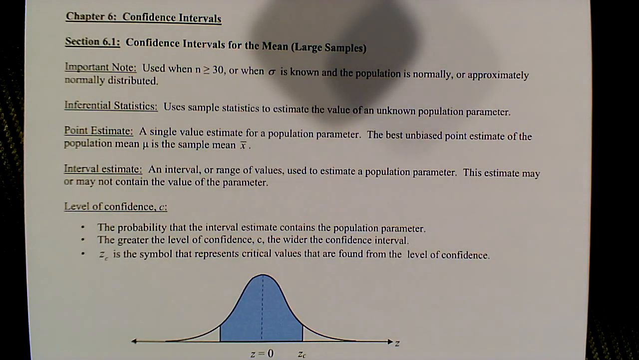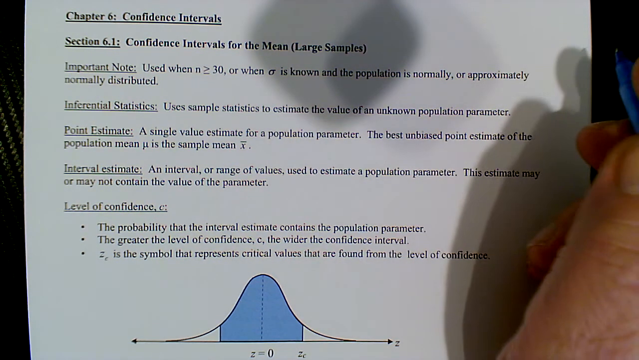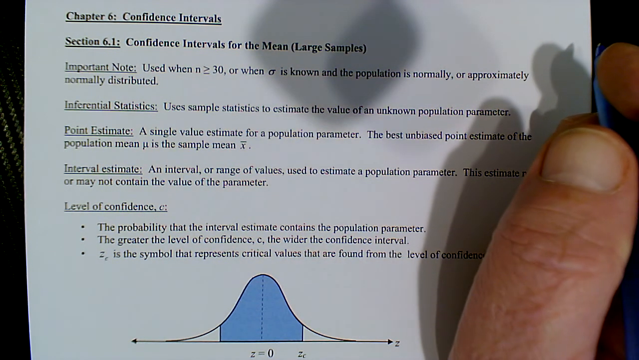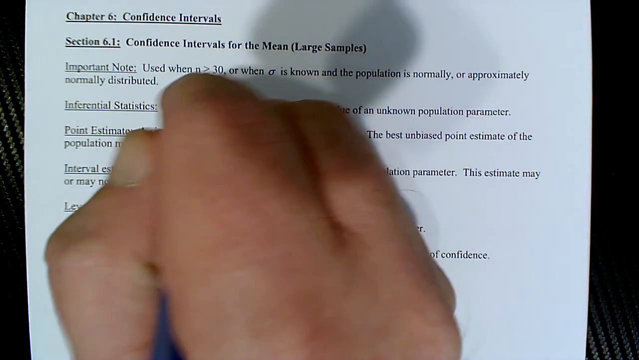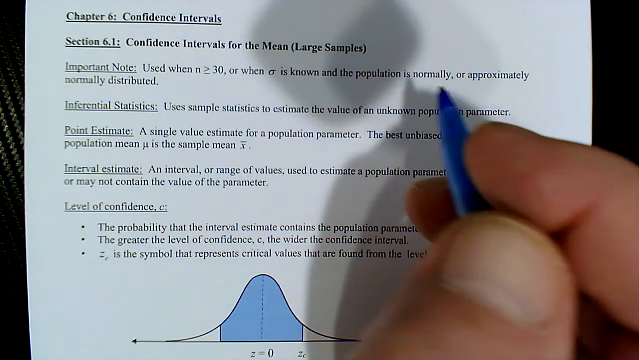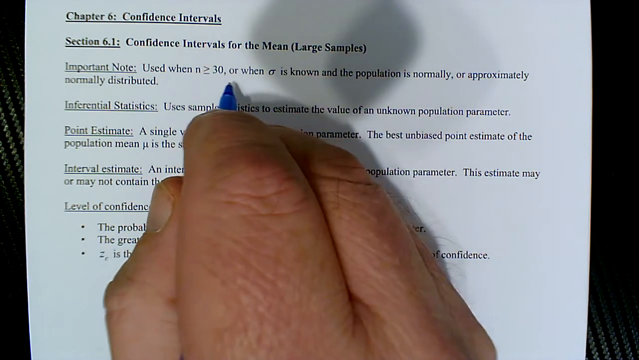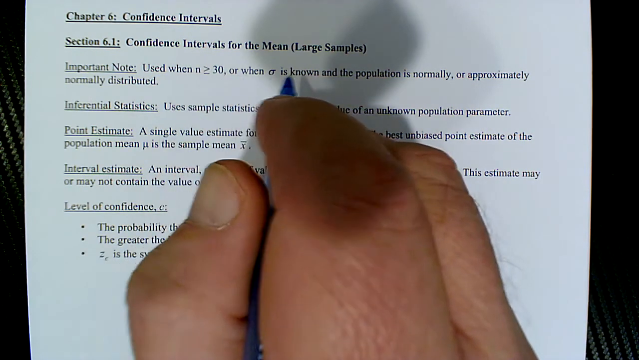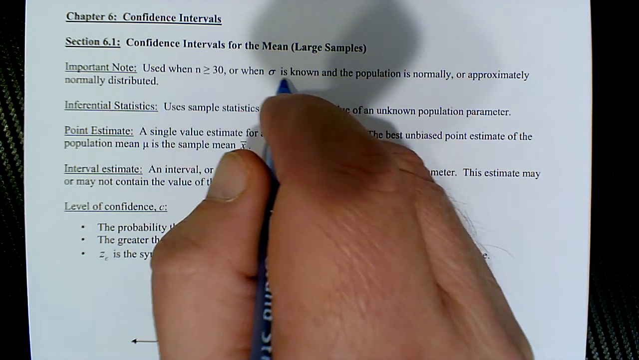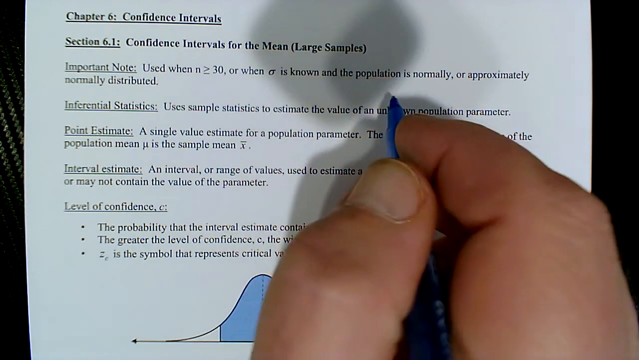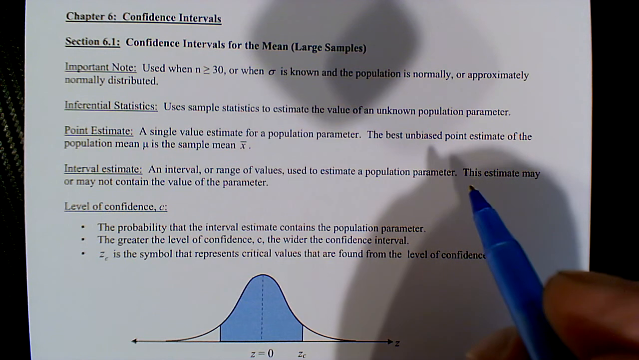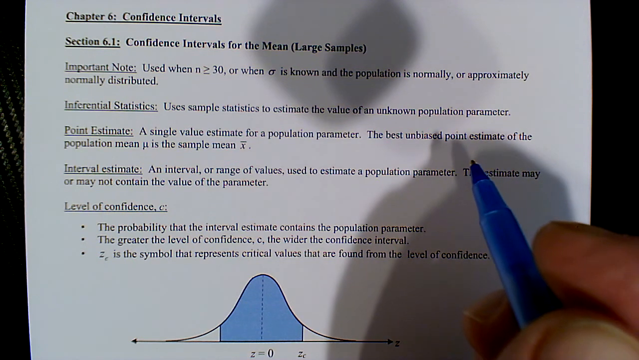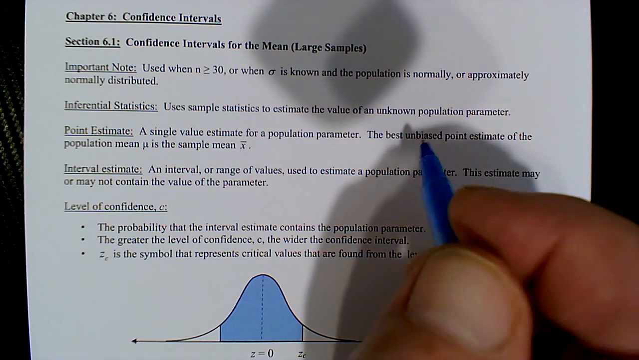Hello, everyone. In Chapter 6, we study confidence intervals. In Section 6.1, we look at confidence intervals for the mean with large samples. Turns out the magic number is n is greater than or equal to 30. So if n is greater than or equal to 30, or when we know sigma, and the population is normally or approximately normally distributed, we're going to be using sometimes what's referred to as the Z distribution.